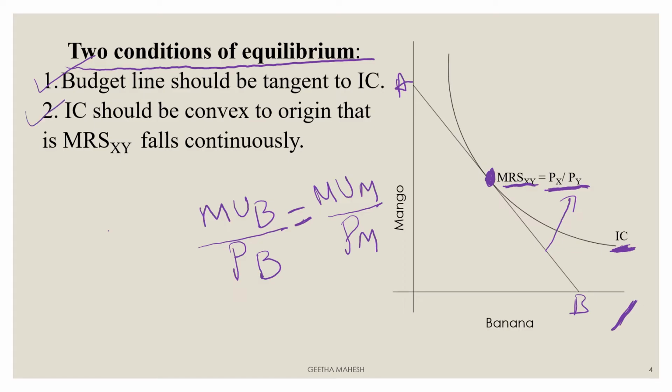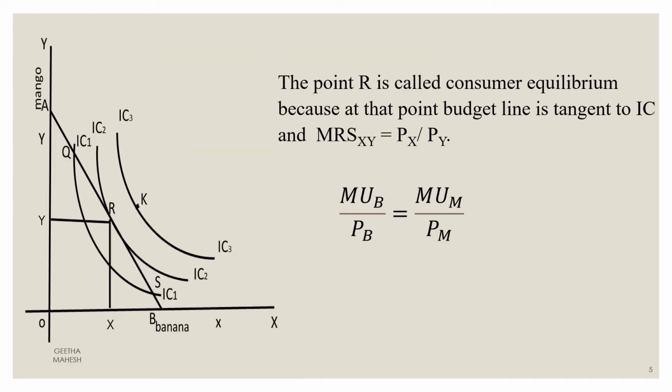The second thing is IC should be convex to the origin, that is the marginal rate of substitution keeps on decreasing. You can see indifference curve is convex to the origin, and this indicates that the marginal rate of substitution will fall continuously. Dear students, let us understand optimal choice of a consumer with the help of a diagram.